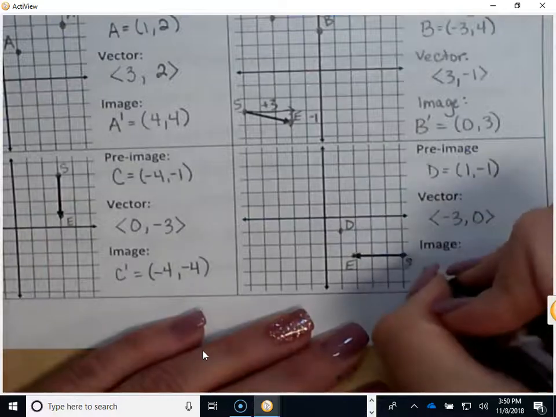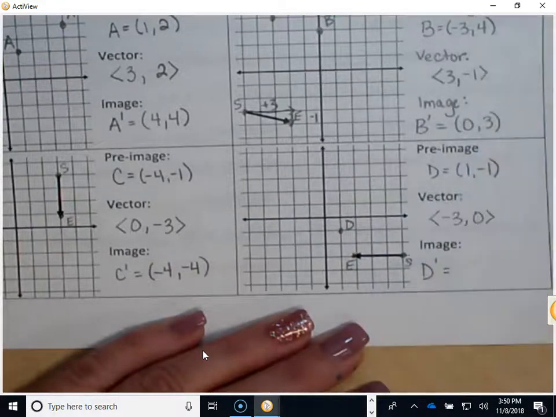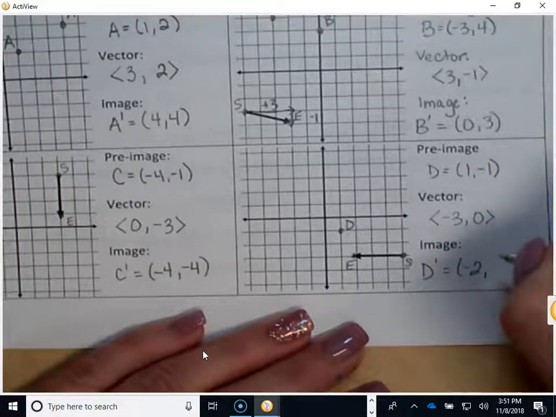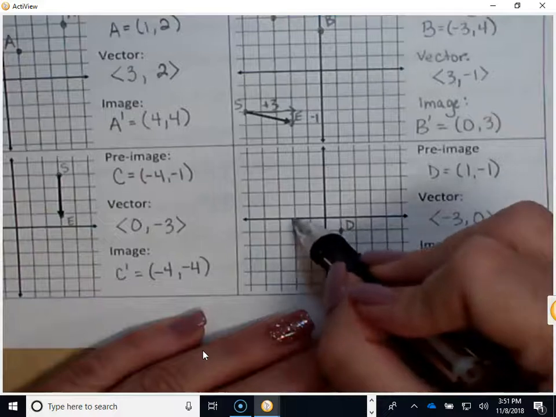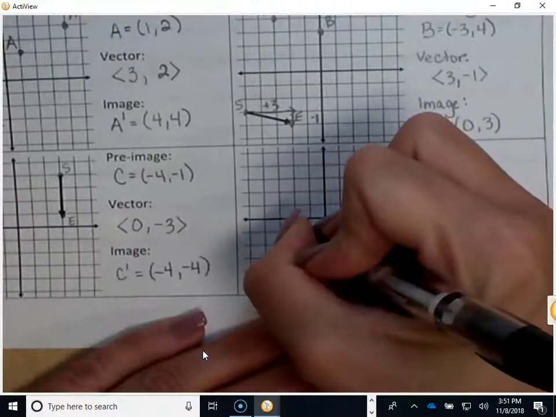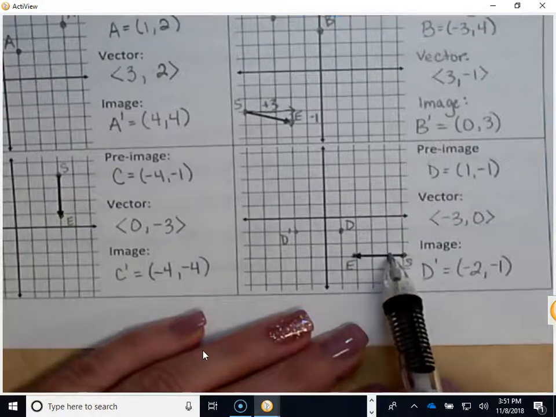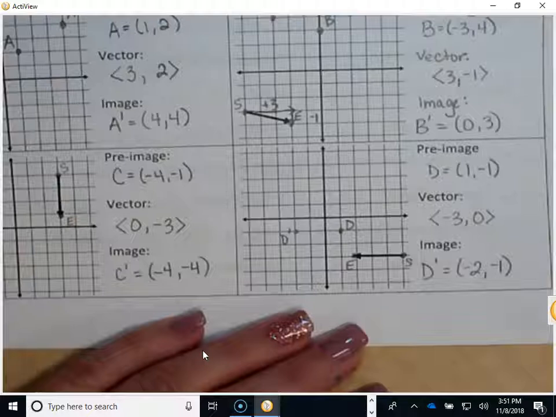So D prime: 1 minus 3 gives me a -2. -1 plus or minus 0 still gives me just -1. So at the point -2, -1, that's our D prime. And then you can tell, based off of this, we went to the left 3, and that's where we end up. That's just a way to double check yourself and make sure you got it right.